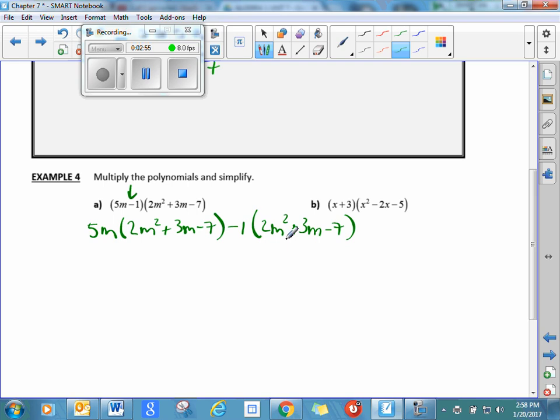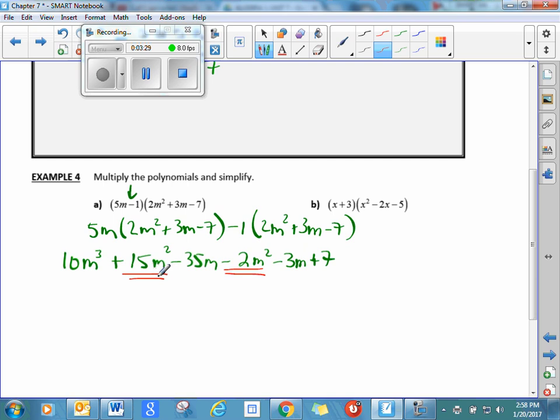And now we're going to distribute. So that's going to give us 10m cubed plus 15m squared minus 35m to the first minus 2m squared minus 3m plus 7. And surely there are some like terms in here. So do we have any other m cubes? I don't see any. But I see some m squares here and here. Don't forget this sign goes with this too.